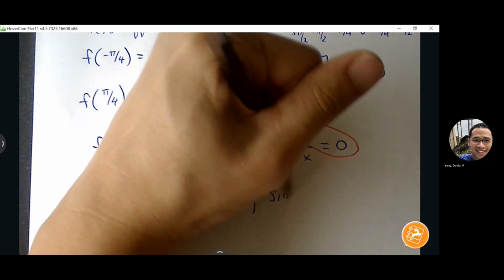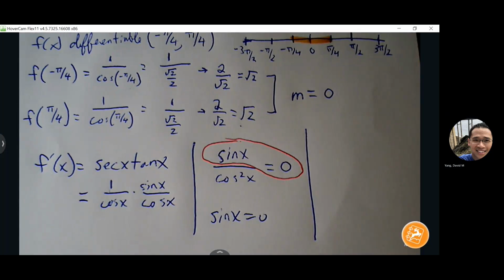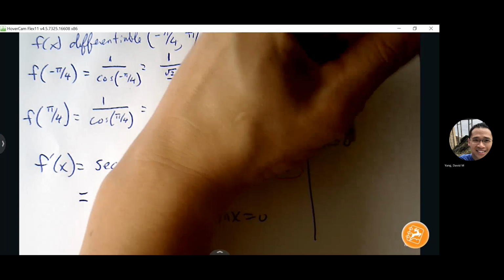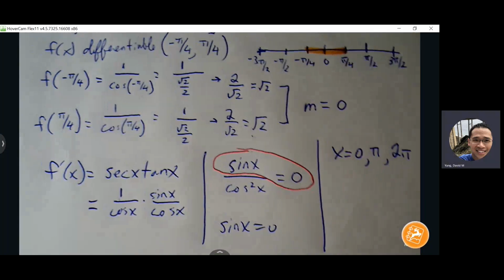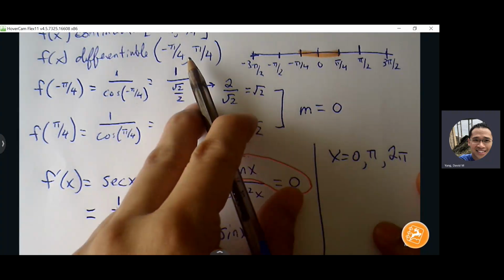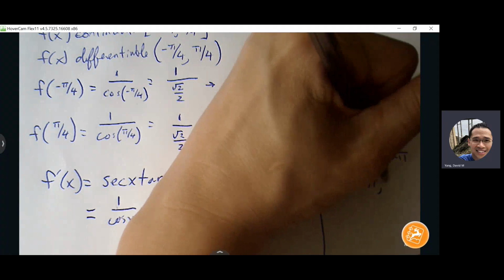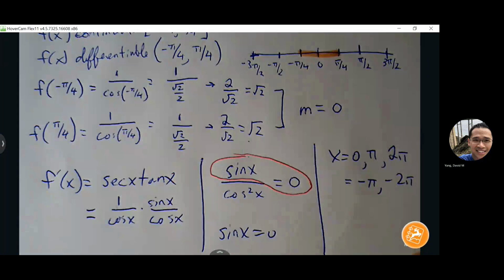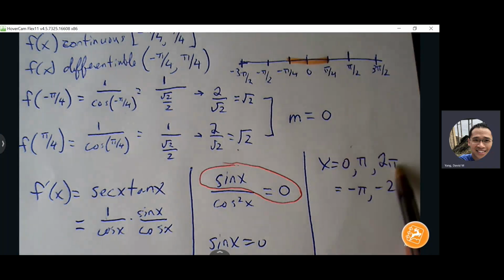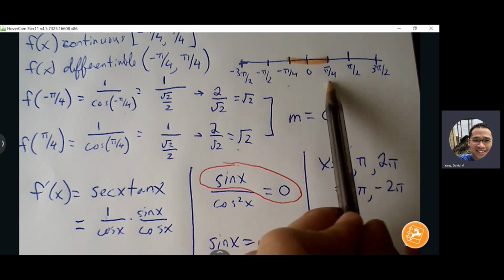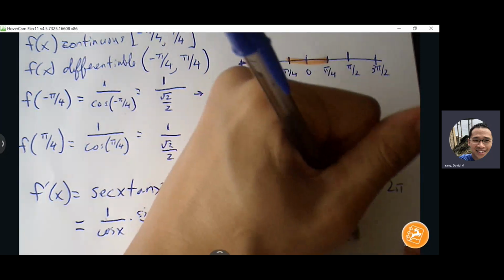Okay. So where is sine equal to 0? 0, pi, 2 pi. Now let's go into negative as well, just so that we can cover our bases. So negative pi, negative 2 pi. Now with Rolle's theorem, we're guaranteed at least one solution. So is there a solution here that lands between negative pi over 4 and pi over 4 that we can use? 0. Yep, that's the only solution.